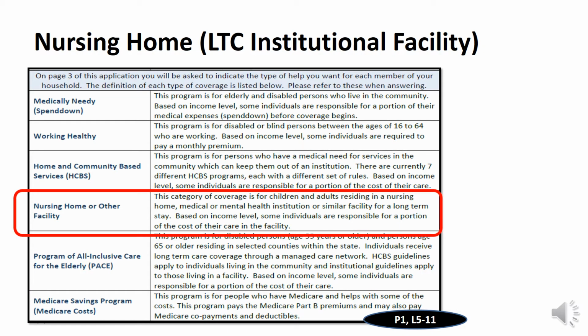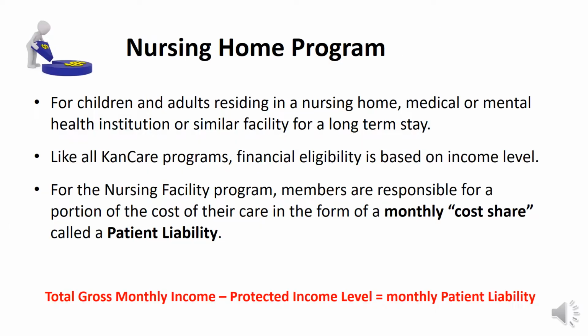We're moving our way down looking at the next program on the KanCare application for the elderly and persons with disabilities. The next program we're going to be looking at is the nursing facility program. On the application it says nursing home or other long-term care facility. For the nursing home program, it's for children and adults residing in a nursing home, medical or mental health institution, or similar facility for a long-term stay.